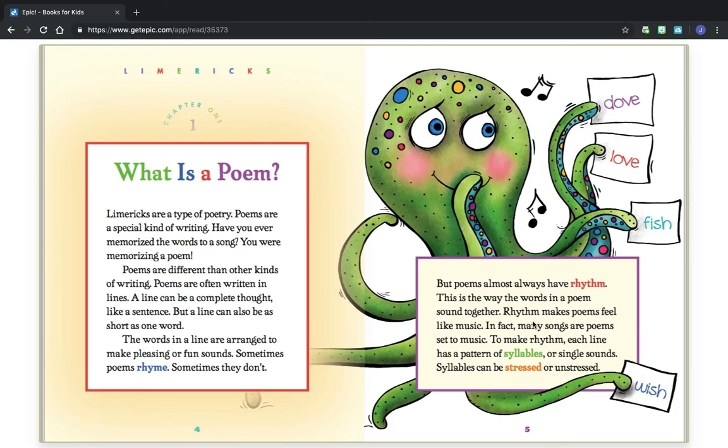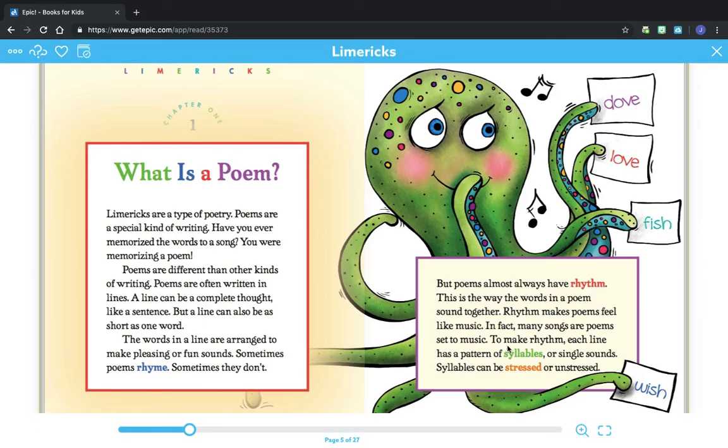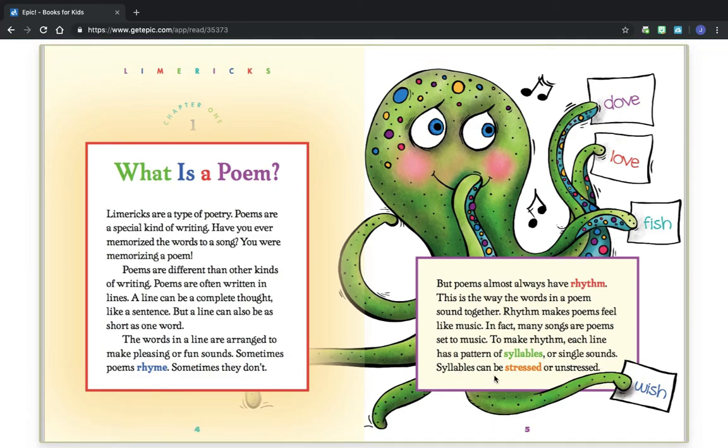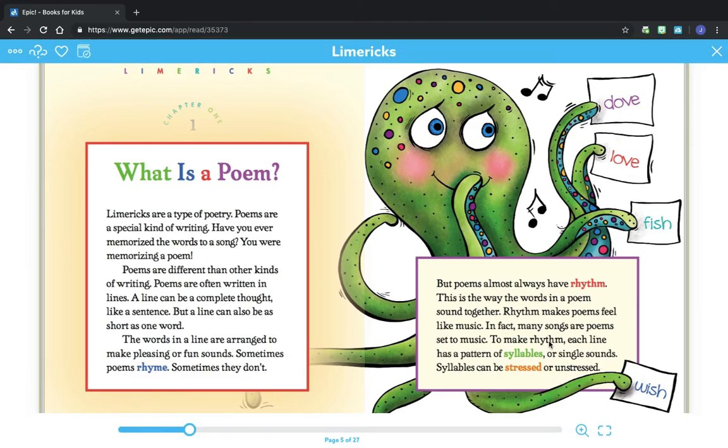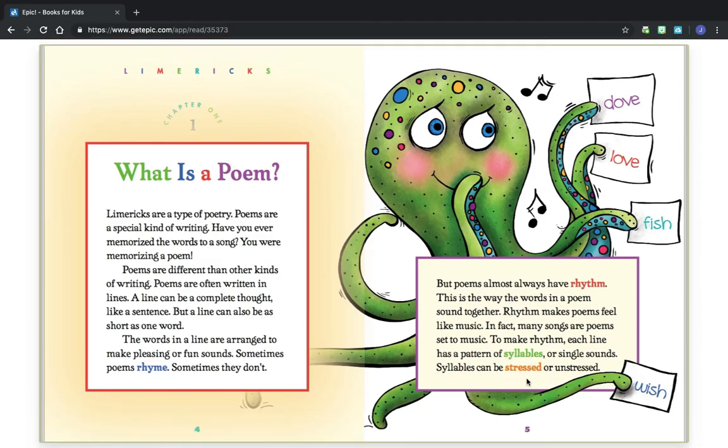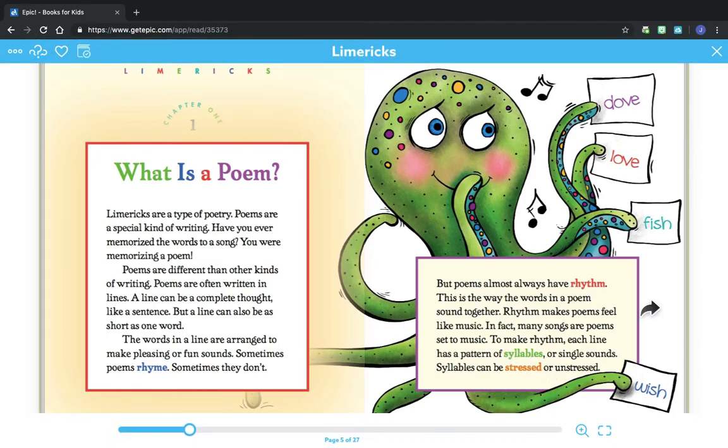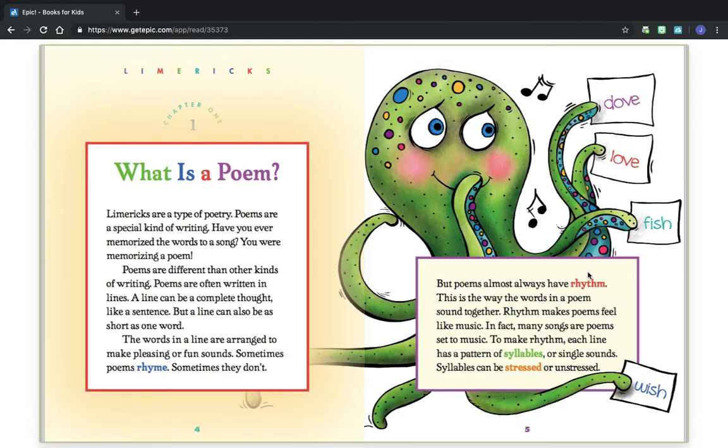In fact, many songs or poems set to music. To make rhythm, each line has a pattern of syllables or single sounds. Syllables can be stressed or unstressed. So let's take a look a little bit more at syllables and syllables that are stressed and unstressed, okay? Because that helps it create rhythm.